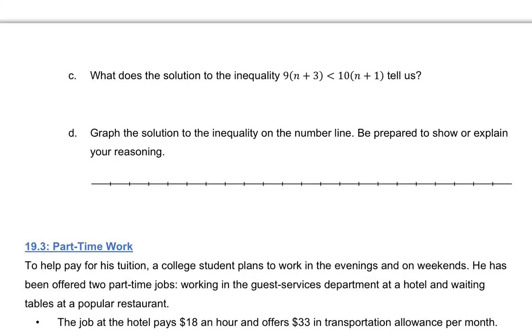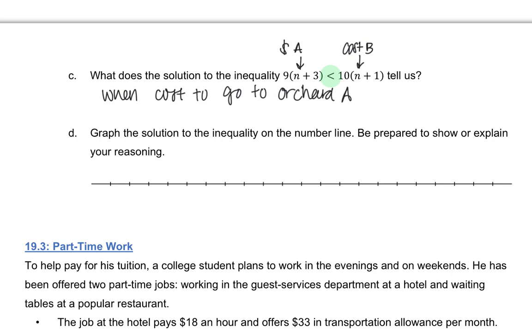So as we said here, this first part is the cost to go to orchard A, and this is the cost to go to orchard B. So looking at our inequality sign, this would be when the cost to go to orchard A is cheaper than orchard B. Okay, so we are going to go ahead and graph this solution.